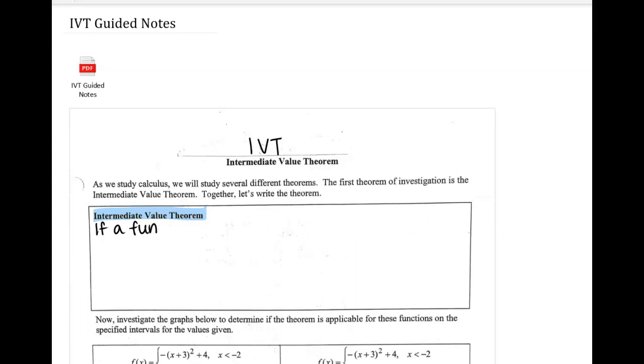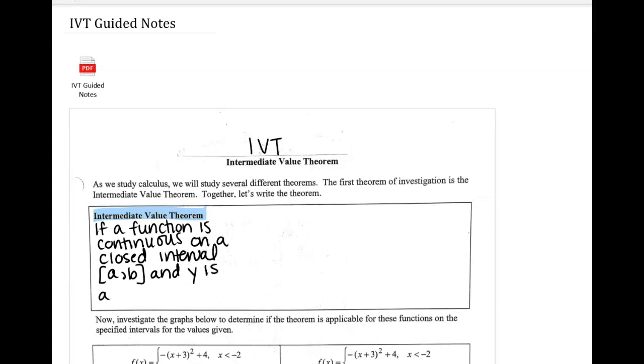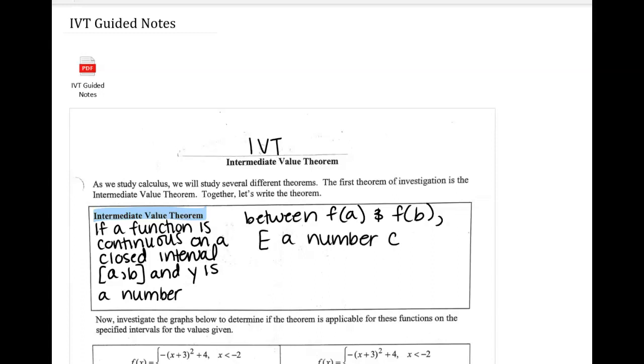If a function is continuous on a closed interval from A to B, and y is a number between f of A and f of B, there exists a number C in the open interval A to B such that f of C equals y.